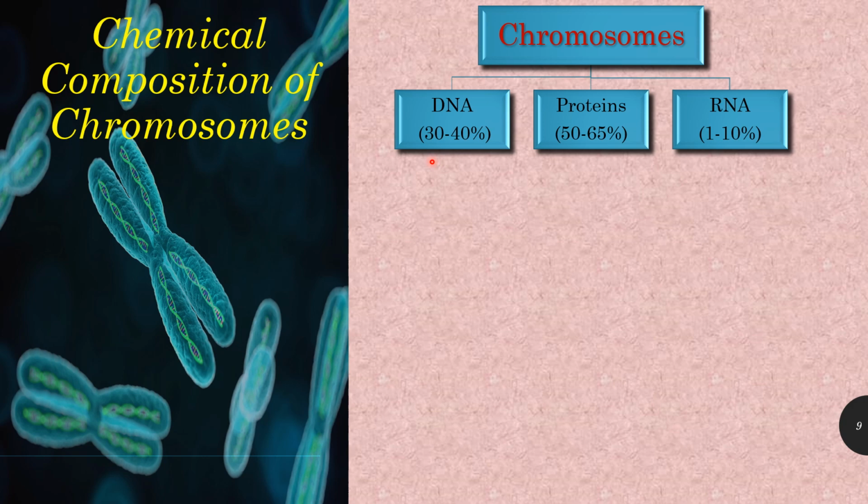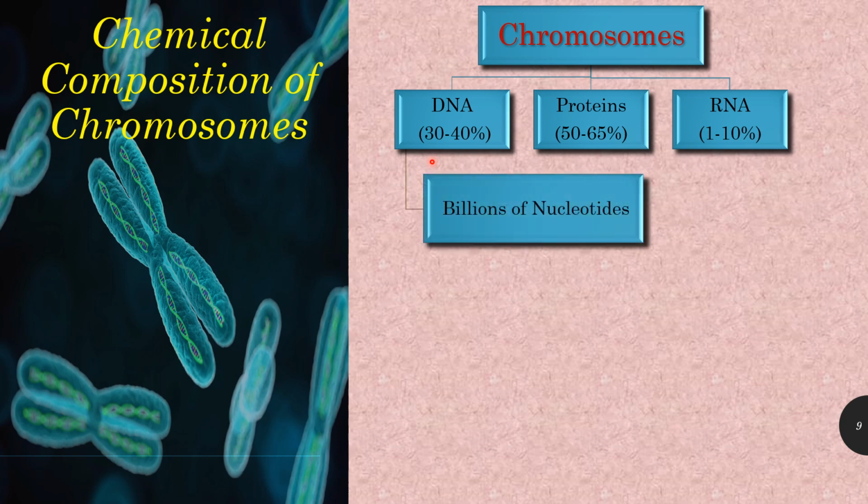DNA is actually a double-stranded polynucleotide chain. What is a polynucleotide? Poly means many and nucleotide is the basic unit of DNA. There are so many nucleotides, billions of nucleotides combined together, and they form the strands of DNA. The second portion is the proteins.